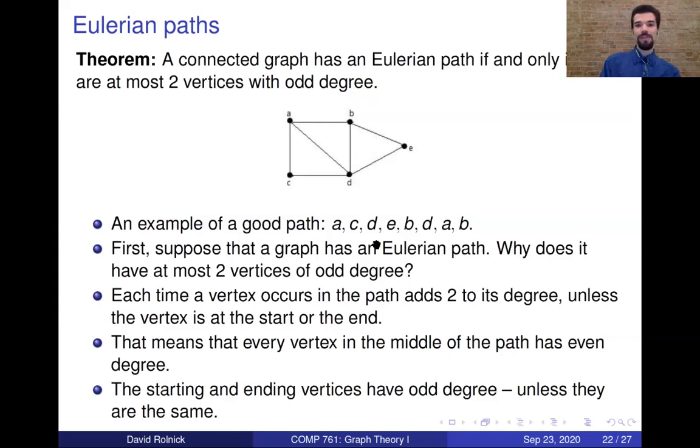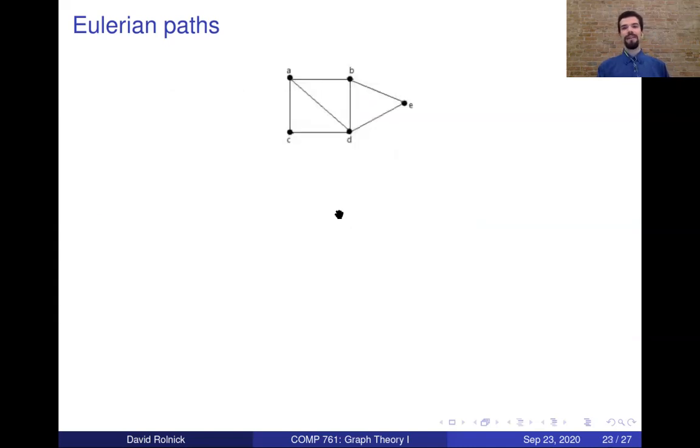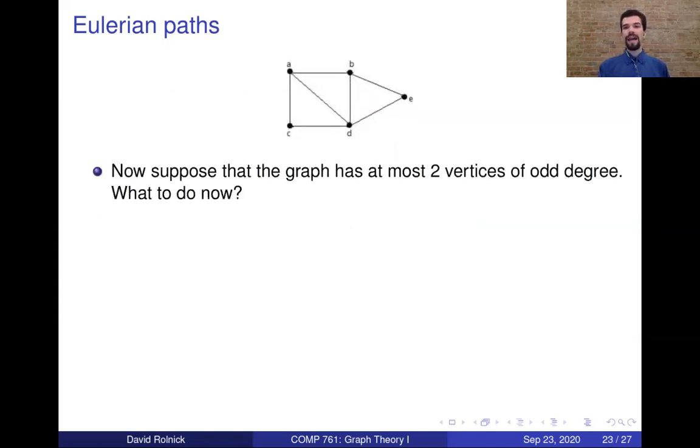So that was maybe the easier direction? They're neither of them that hard once you know what it is. Okay. Now suppose the graph has at most 2 vertices of odd degree. We're going to do the other direction. We'd like to show that there is an Eulerian path or circuit.